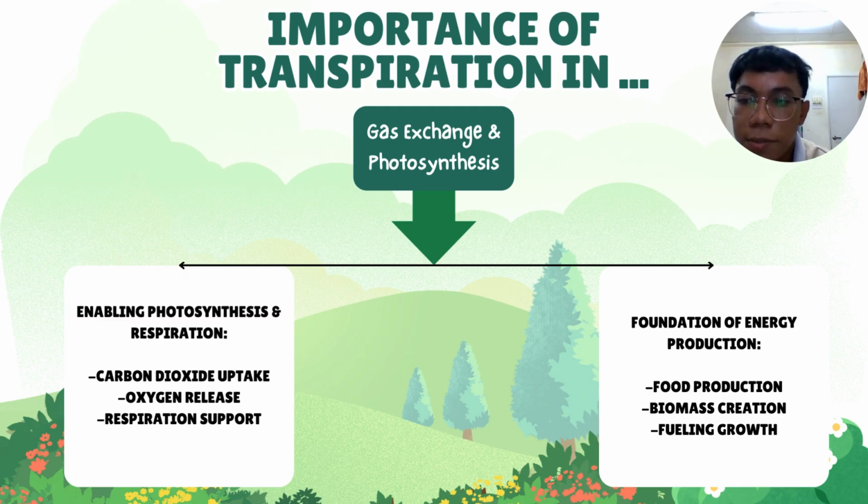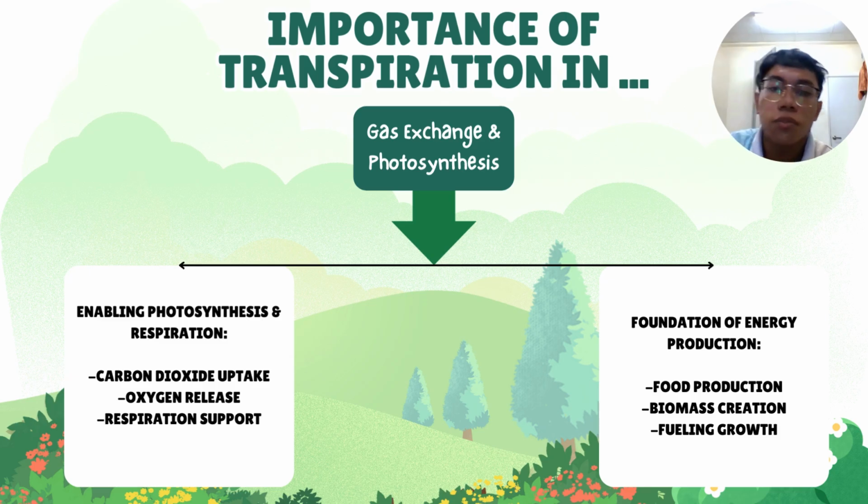For the oxygen release, during photosynthesis, plants release oxygen as a byproduct, which is essential for life on Earth. This oxygen contributes to the breathable air for humans and animals. Respiration support. Plants also exchange gases to take in oxygen needed for cellular respiration, which provides energy for growth and other activities.